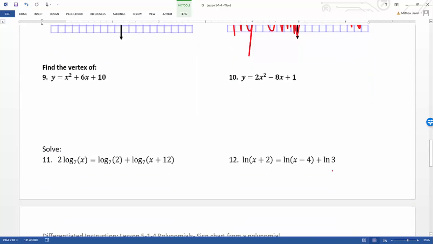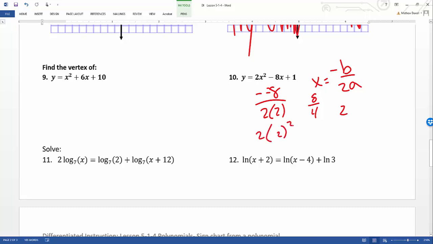Find the vertex. Remember, to find the vertex, it's negative b over 2a. That's your x value. So that's a quick way to find the vertex. So if I wanted to do negative negative 8 over 2 times a, so that's 8 over 4, so the x is 2. Now if I plug that back in, I can get my y value. So 2 times 2 squared minus 8 times 2 plus 1. So that's 8 minus 16 plus 1. That's negative 8 plus 1, so that's negative 7. So 2, negative 7.